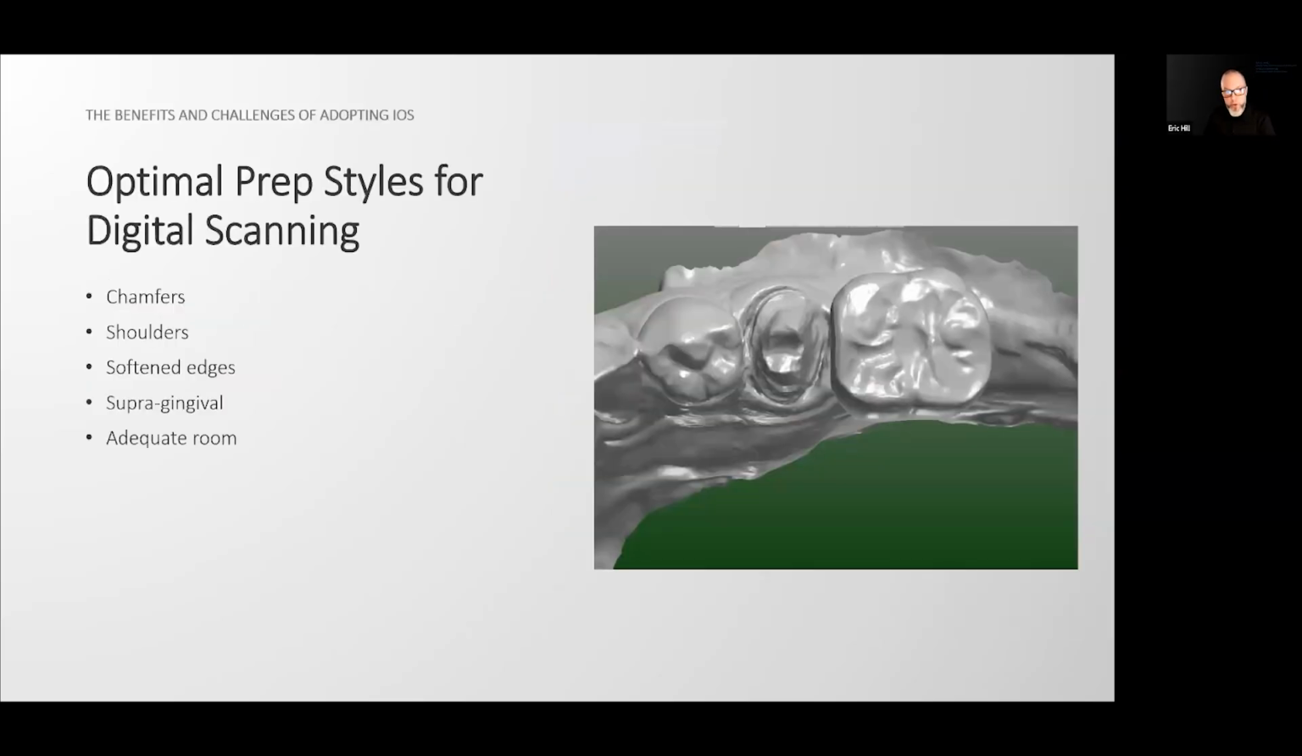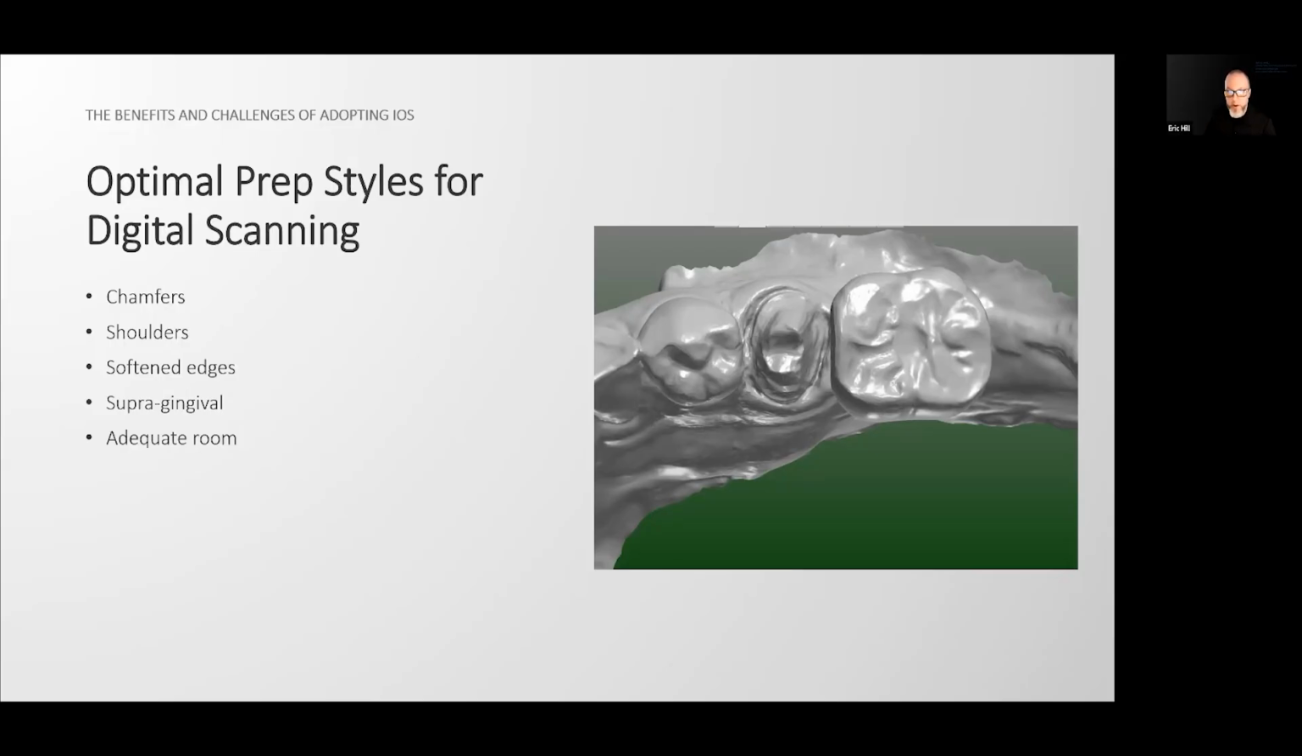Okay, so chamfers, shoulders. What I mean by softened edges is, of course, in almost every scenario here, labs that get something like this are going to be producing these digitally, which means they're going to be milling something like zirconia or Emax or something like that. And because of that, you have to take into consideration the fact that there's going to be milling burrs that are milling the insides of those units.